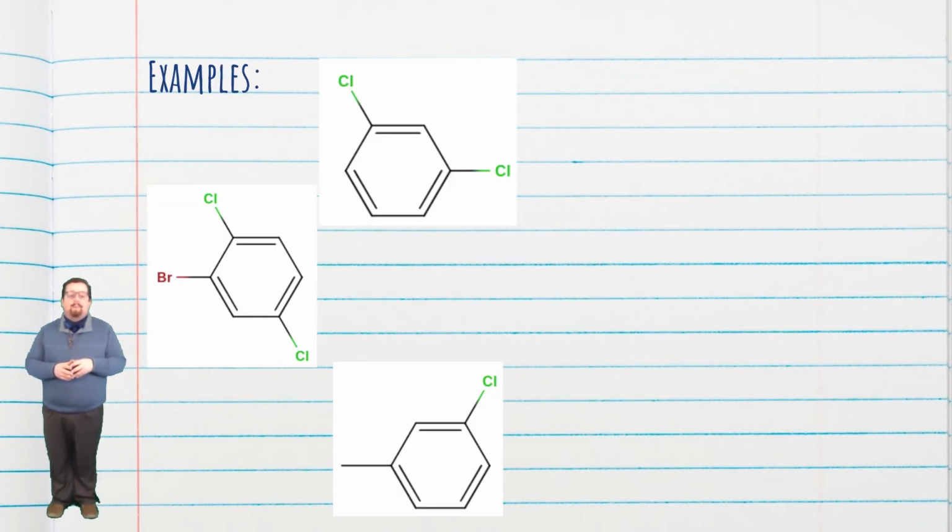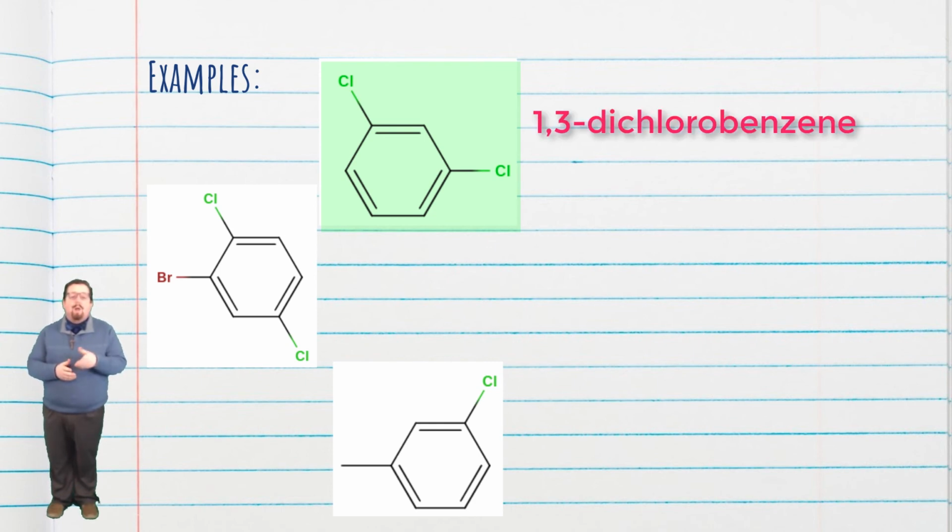Let's do some examples. We don't seem to have a methyl, amino, or hydroxyl group on our first example, so the root name is benzene. Start numbering on one of the substituents, and then continue numbering whichever way gives you the smallest numbers for your substituents. I would call this molecule 1,3-dichlorobenzene. How about the next one?